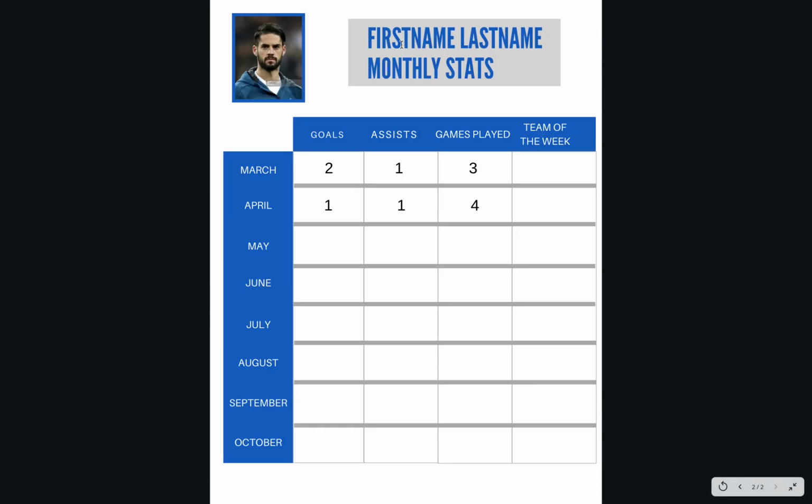And the second page looks like this. So it's going to be the player's name, a smaller picture of them, monthly stats, and then there's a nice chart for goals, assists, games played, team of the week. And then there's all the months here, the 8 months, and as they go on through the season, they add all their stats month by month. So that's my first part. I'll include the feedback if I get any in this video.